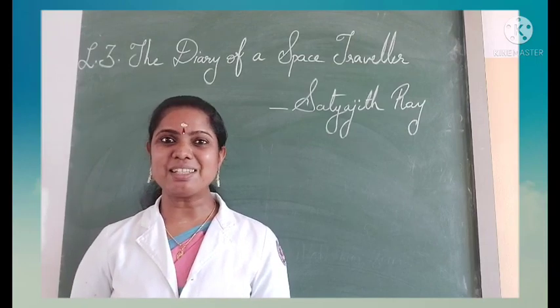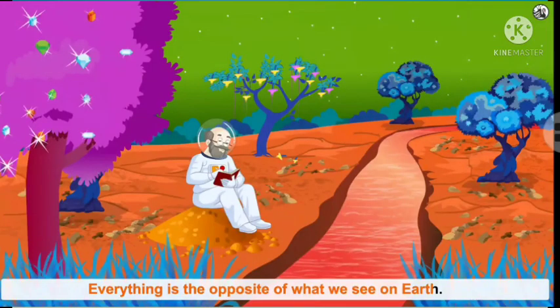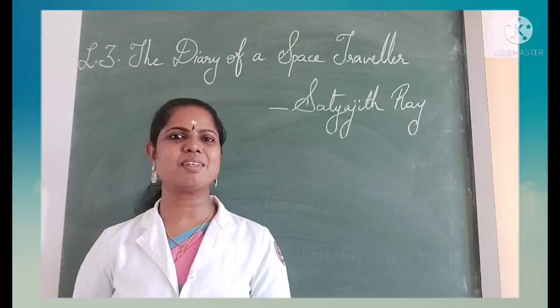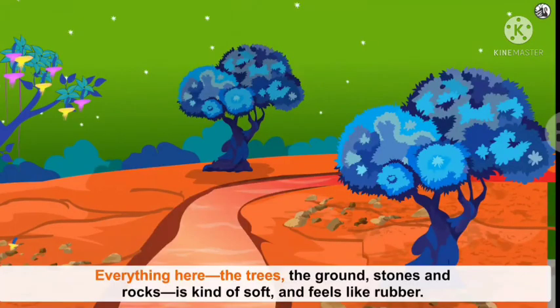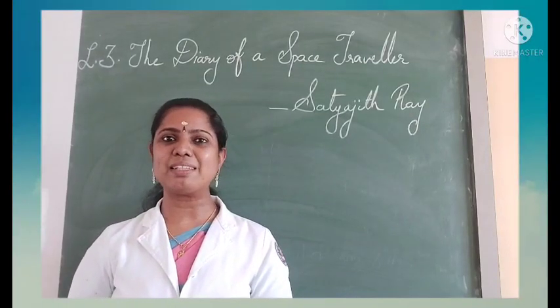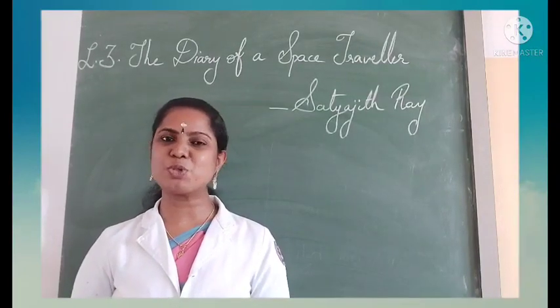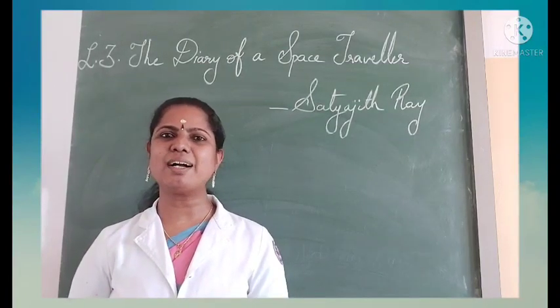So as soon as they landed on the planet Mars, they noticed that everything is just the opposite and everything is different from the planet Earth. And how is it different, children? The grass, the trees, the ground, the stones, the rock, everything is so soft like a rubber. It is soft and rubbery. And what about the things on our planet Earth? The rocks and the stones and the ground, they would be so hard and strong, right? Yes. And what about the color?